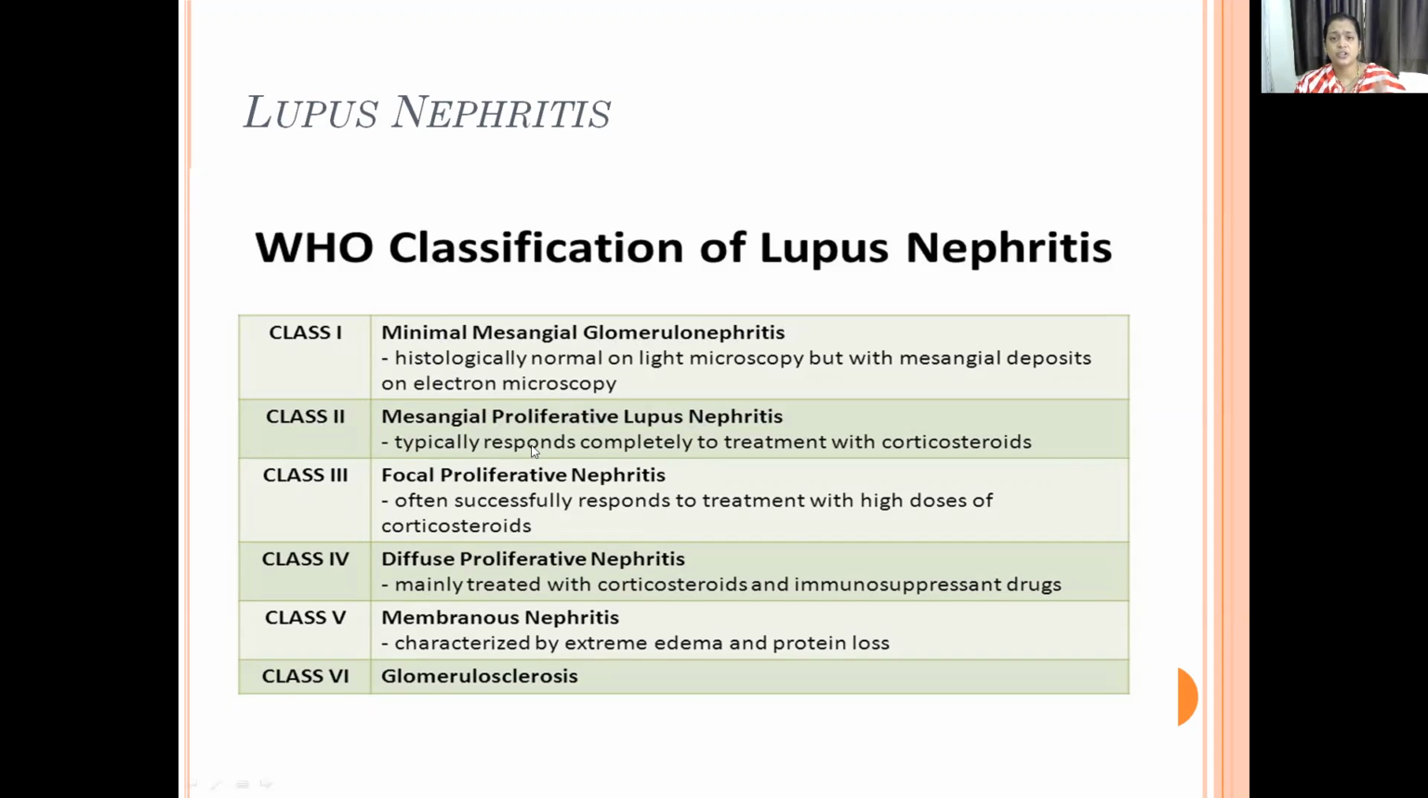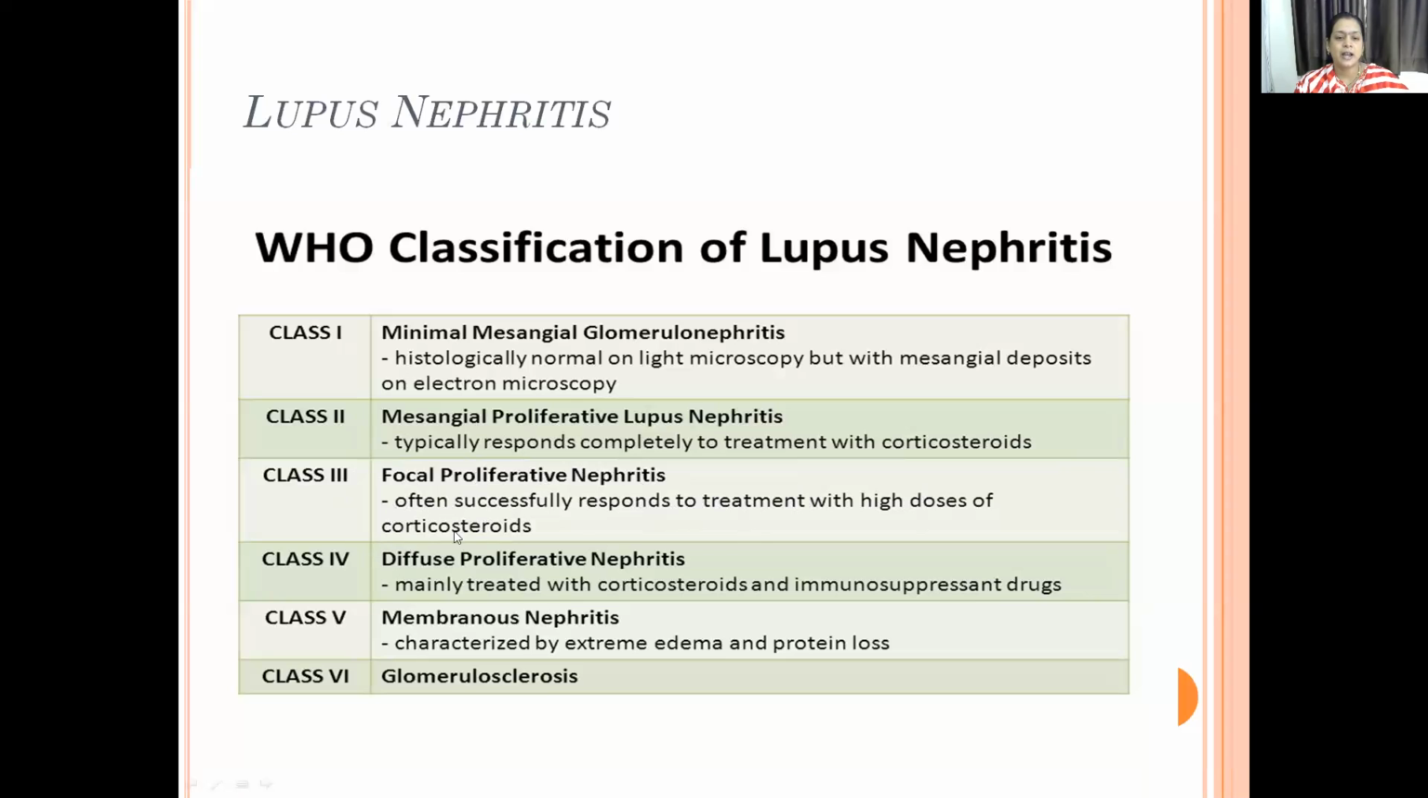Mesangial-proliferative, there is proliferation of the mesangial cells in the capillaries. Typically responds well to corticosteroids. Corticosteroids play an important role, and the response to corticosteroid treatment tells you that there is an immune-mediated pathology involved in the production of lupus nephritis. Class 3 is focal proliferative nephritis.